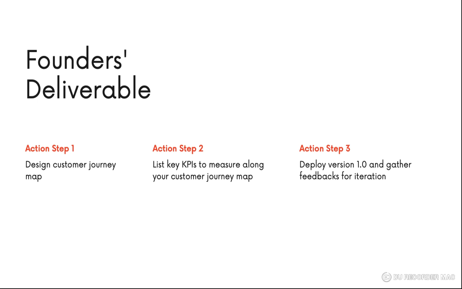So for this week, your deliverables are as follows. Like I said, I'm going to share a more simplified template, in comparison to what I shared earlier, where you design your customer journey map. Then you want to list KPIs to measure along your customer journey map. So at the point of awareness, what KPI are you measuring? At the point of onboarding customers or at the point of them using your product, what KPIs are you measuring as much as possible? And then third, deploy version 1.0.